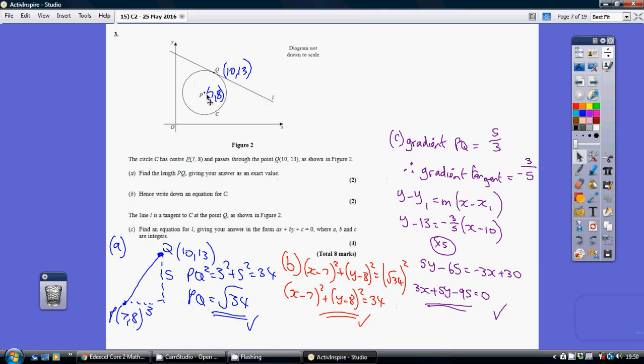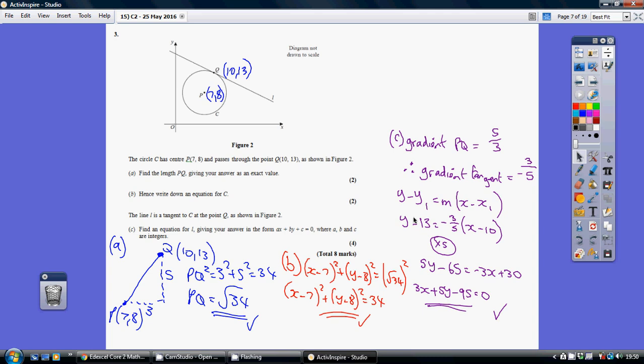Now the gradient of PQ, we can go back to this original triangle. That's the y step over the x step, that's 5 over 3. So the gradient of the tangent, in other words the gradient of the line L, we flip this over, change the sign, so that's minus 3 over 5, giving us this.